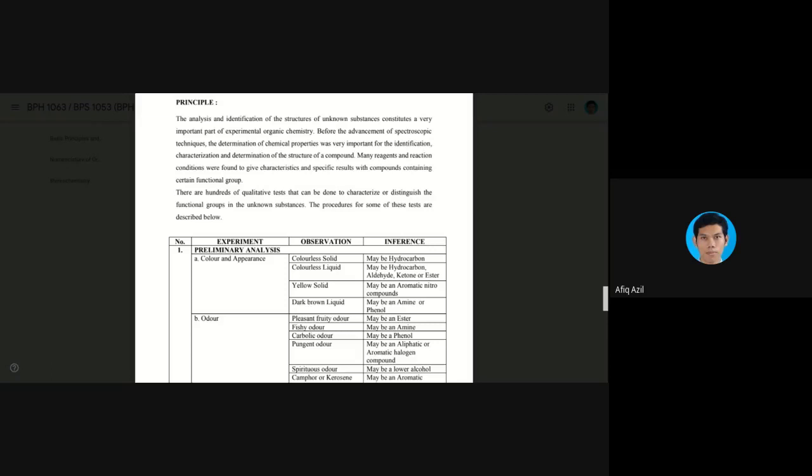Or in fact, we can also determine the number of carbon and hydrogen available by using NMR, nuclear magnetic resonance, whether it is proton NMR or hydrogen NMR or carbon-13 NMR. We can specifically determine the exact number of the hydrogen and carbon present.